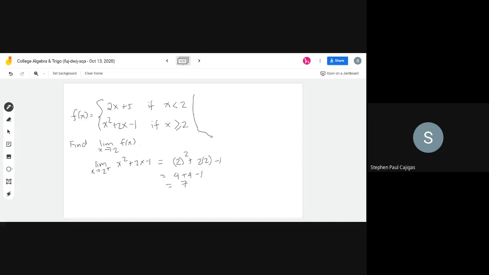Now we have to find the limit as x approaches 2 from the left. That would be the first one, 2x plus 5. So this is equal to 2 times 2 plus 5, 4 plus 5, which is 9. So we see that the left hand and the right hand limit are not equal. Therefore, the limit of f of x as x approaches 2 does not exist. Okay?